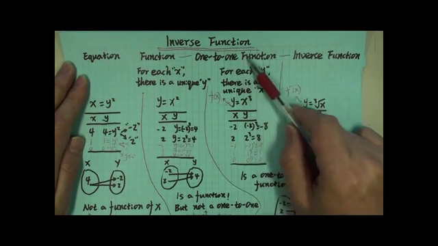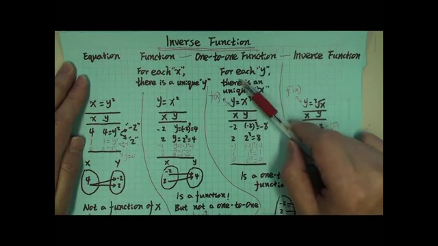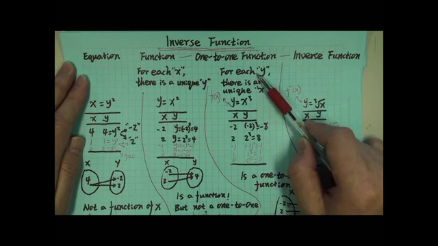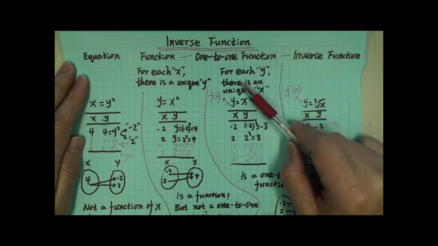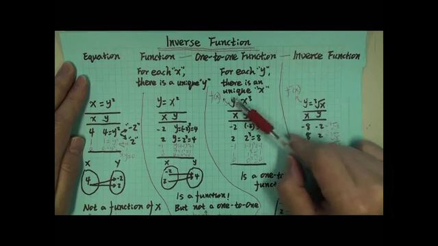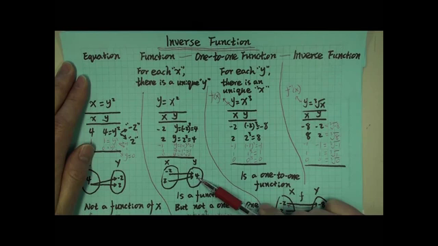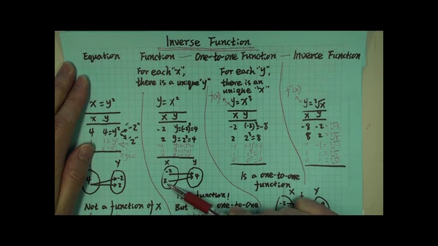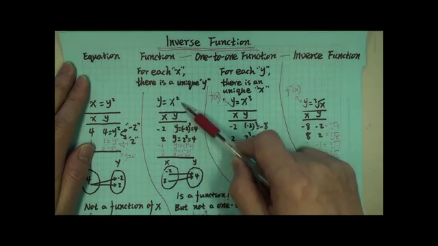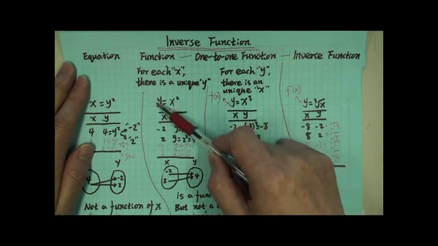But for a 1-to-1 function, you want to be able to go back. For each y, there is a unique x. Here, y is 4, and x is not unique. You see -2 and +2 correspond to y. So in this case, this function is not a 1-to-1.